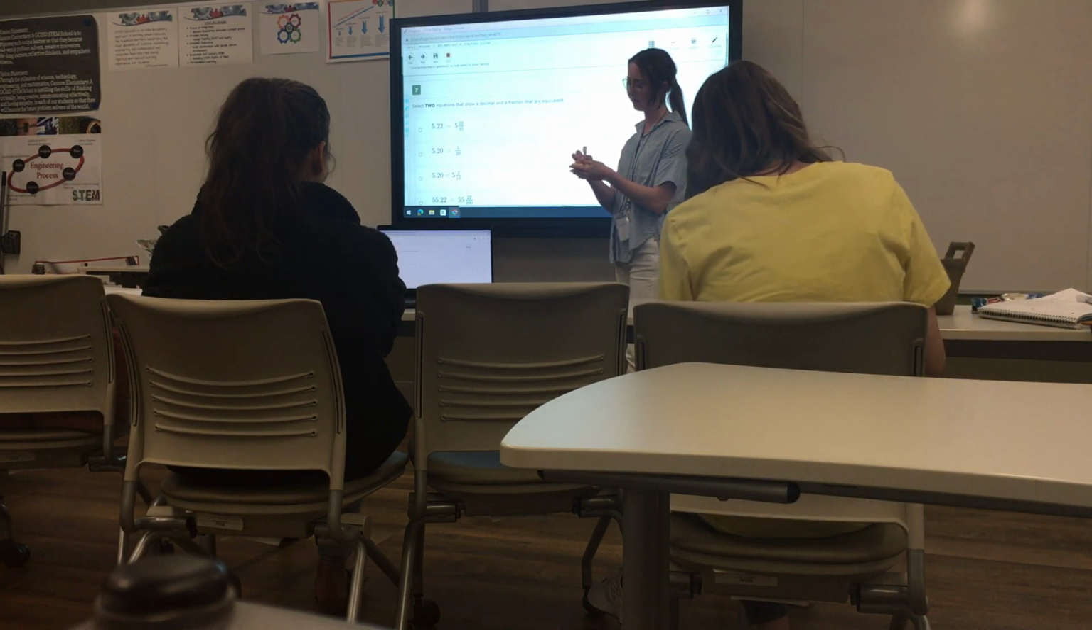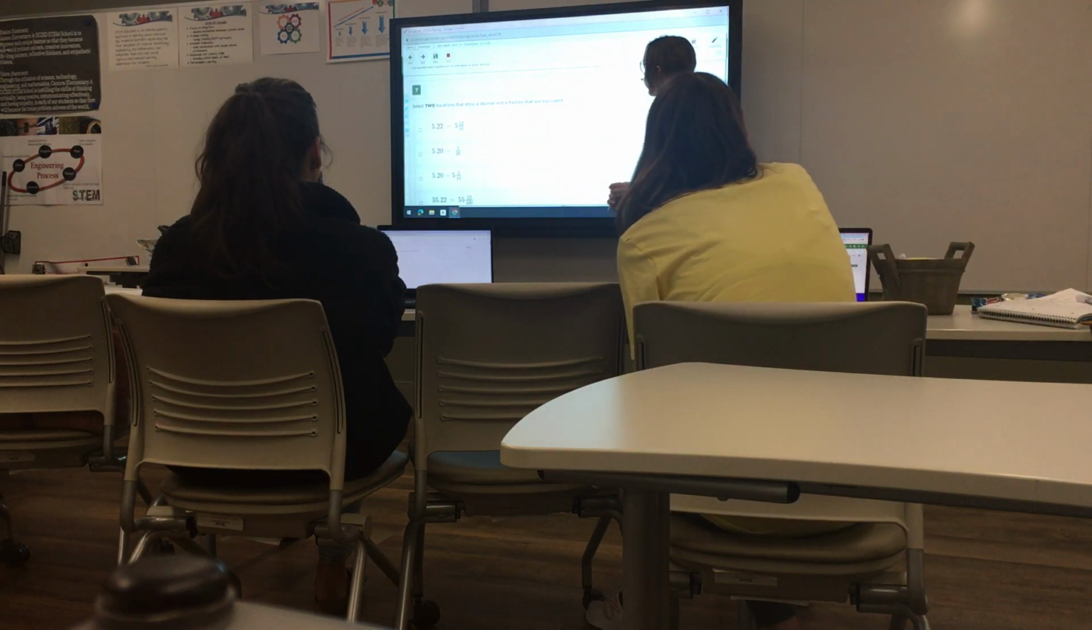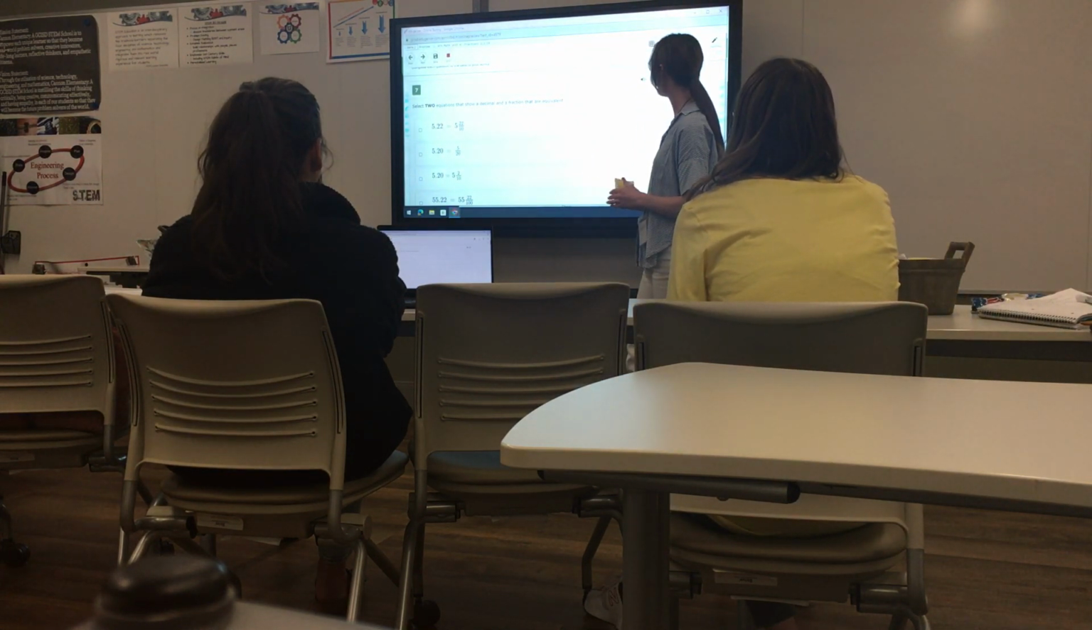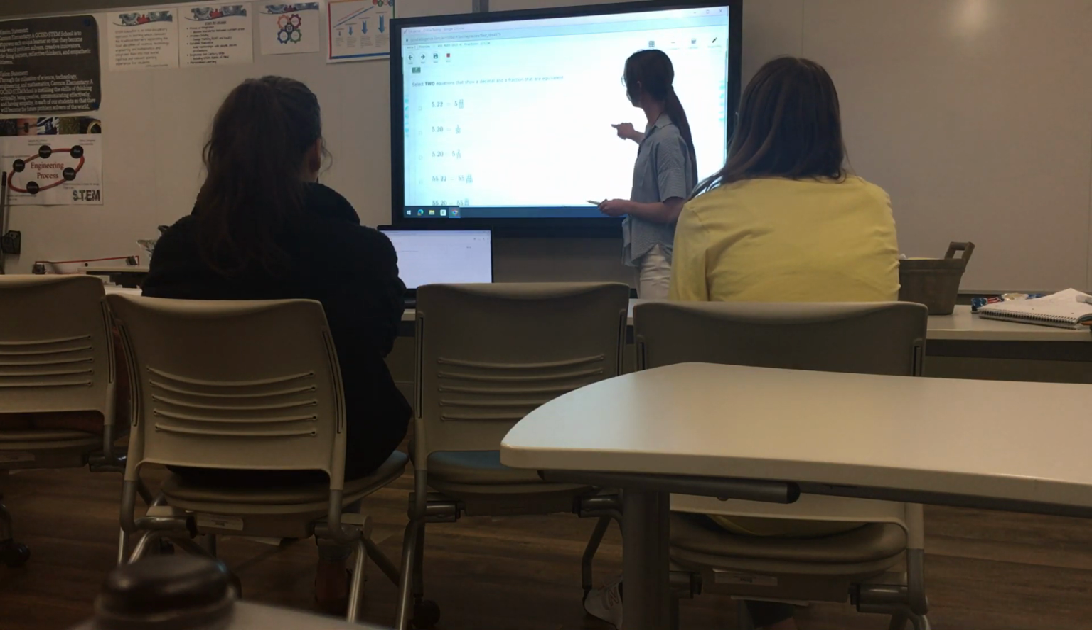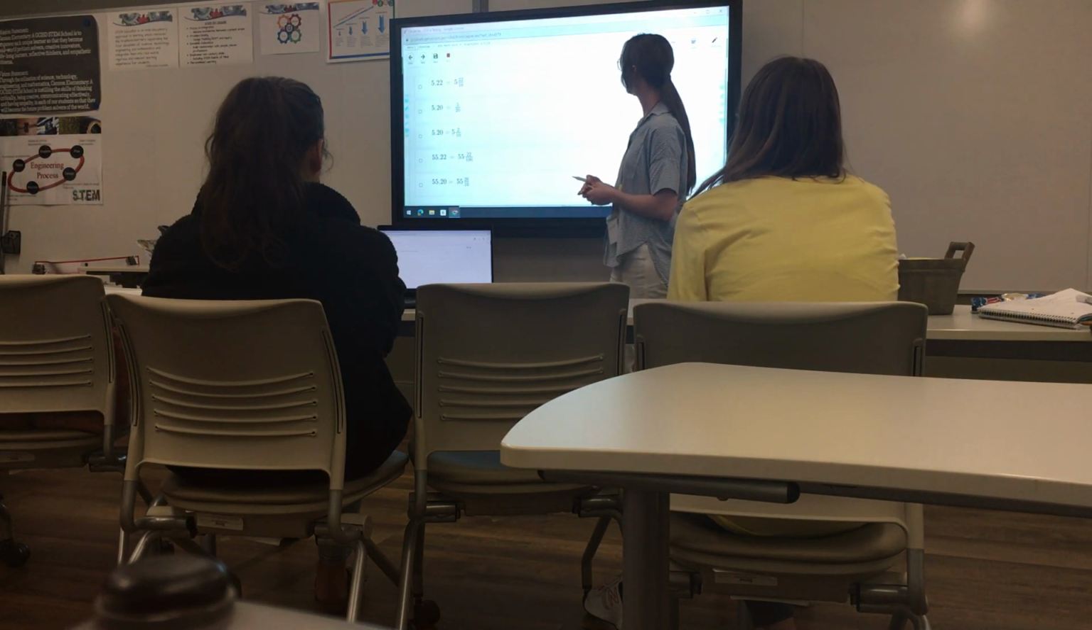Let's look at 7. It says select 2 equations that show a decimal and a fraction that are equivalent. So this is equivalent, decimal to fraction, and multiple. 1, 2, 3, 4, 5.